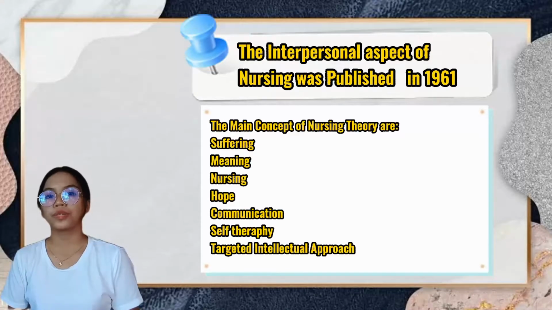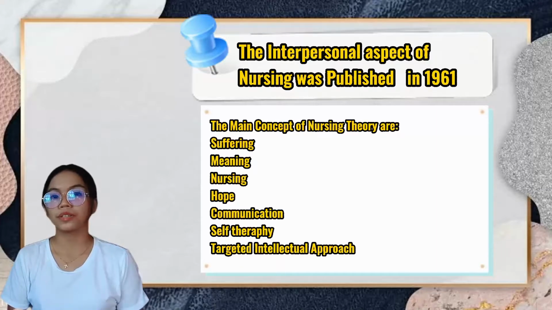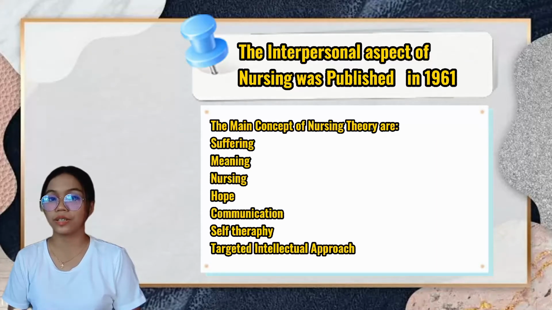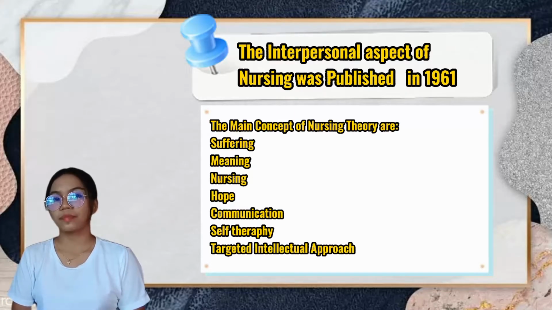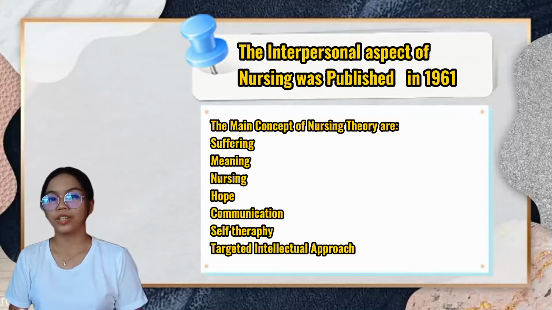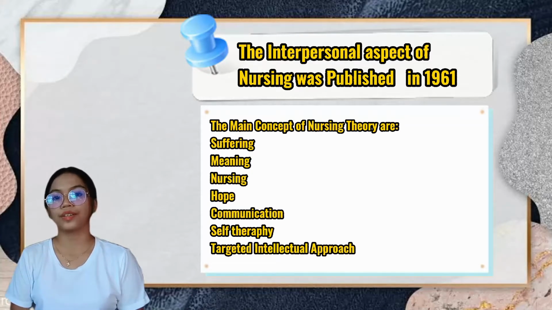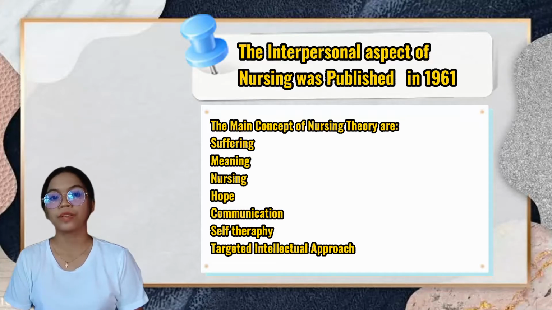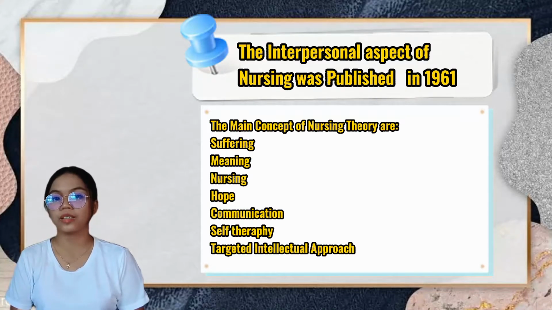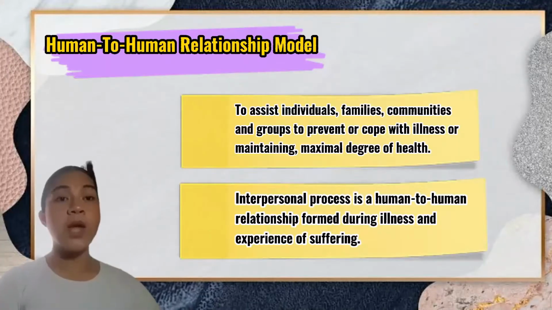The theory was presented in her book, The Interpersonal Aspect of Nursing, which was published in 1961. The main concepts of the nursing theory are suffering, meaning, nursing, hope, communications, self-therapy, and a targeted intellectual approach. Each of these concepts is defined by Travelbee to help nurses understand the model.